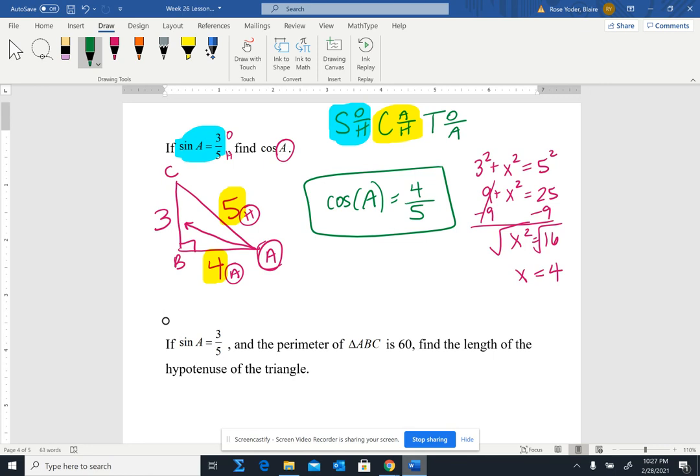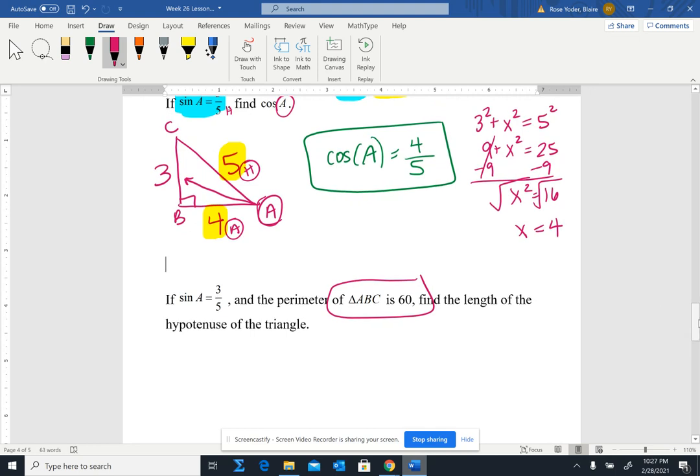What if the triangle's supposed to have a perimeter of 60? Well, let's find what our perimeter is now. It's 3 plus 4 plus 5, and that adds up to 12. So you could use scale factor. I like to set up a proportion. My triangle right now is 12. The triangle that it actually is, 60. So maybe I'll put now and actual. The hypotenuse right now is 5, and it's saying, what's the actual hypotenuse? X. And then we can just do some cross multiplying.